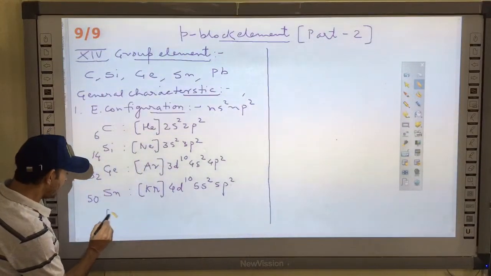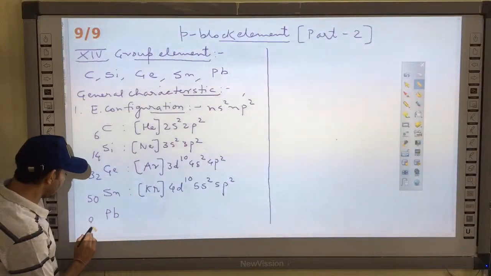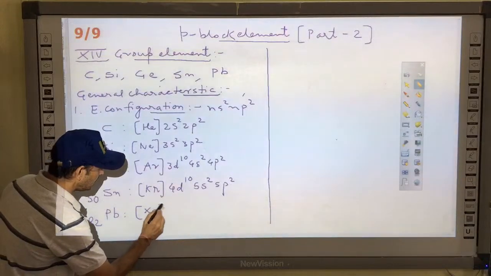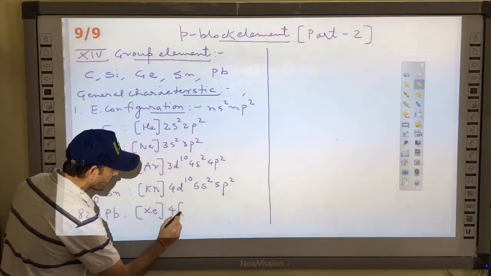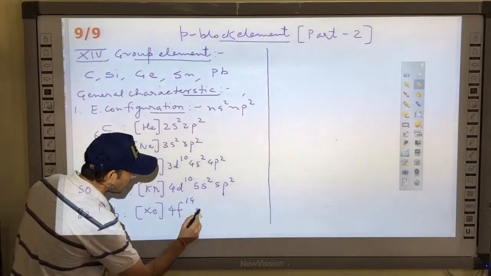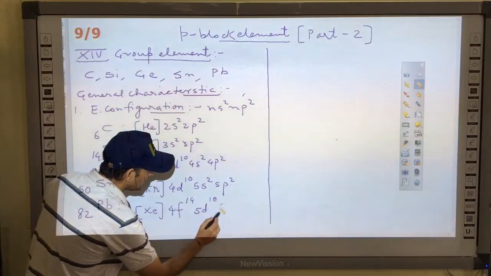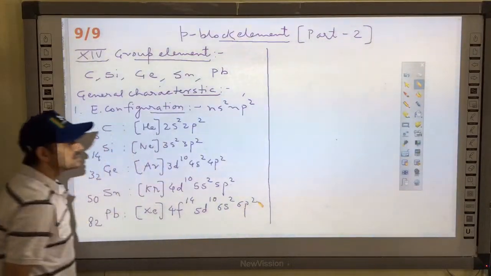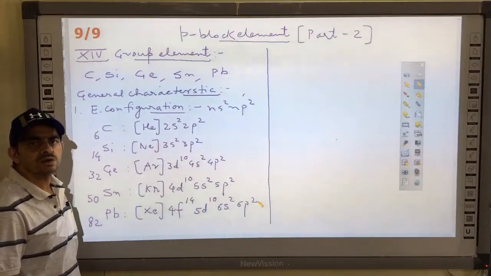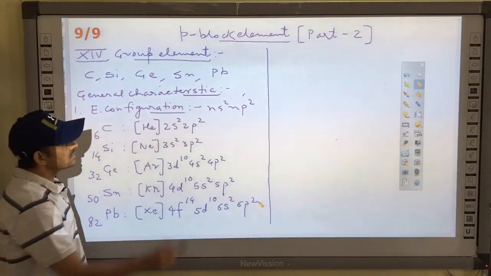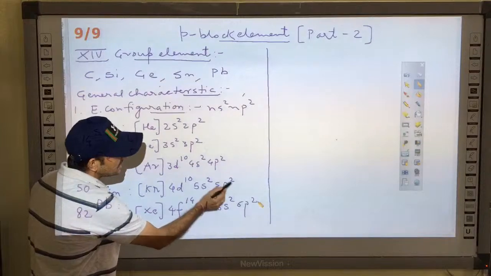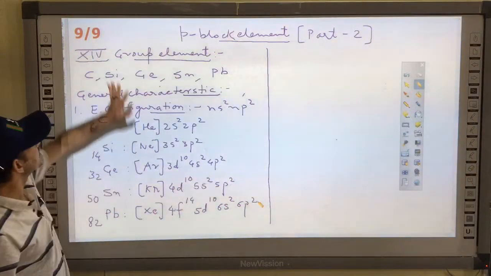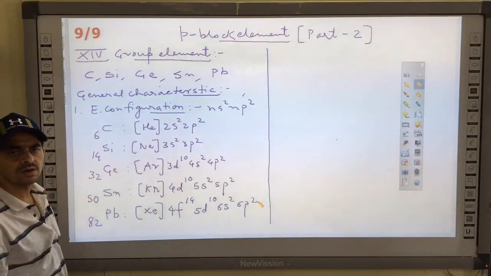Then lead. You add 32 to 50, you will get 82. So lead's electronic configuration will be xenon 4f14 5d10 6s2 6p2. Now concentrate on the last p orbital. What has happened in the p orbital? Every p orbital is containing 2 electrons. So all these elements fall under which group? 14th group. Clear?